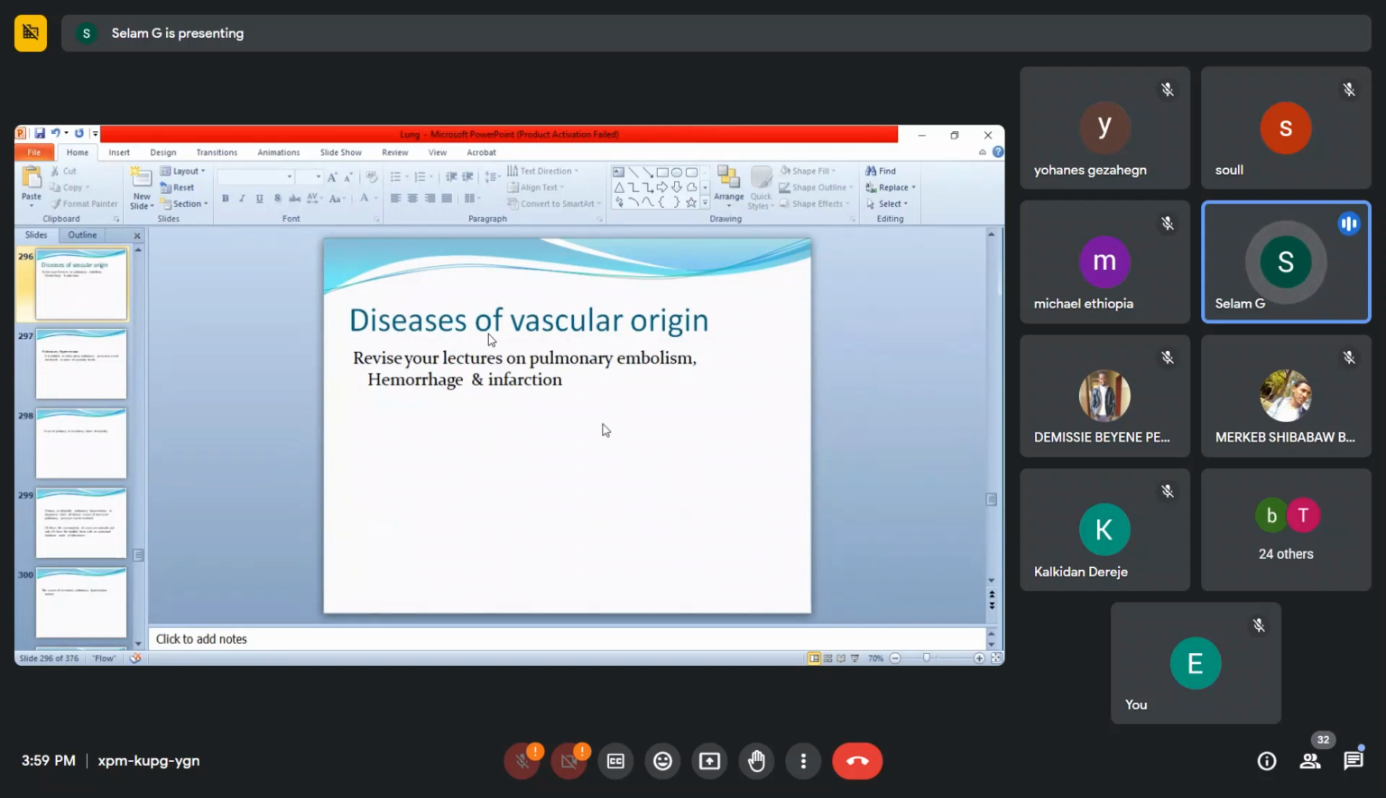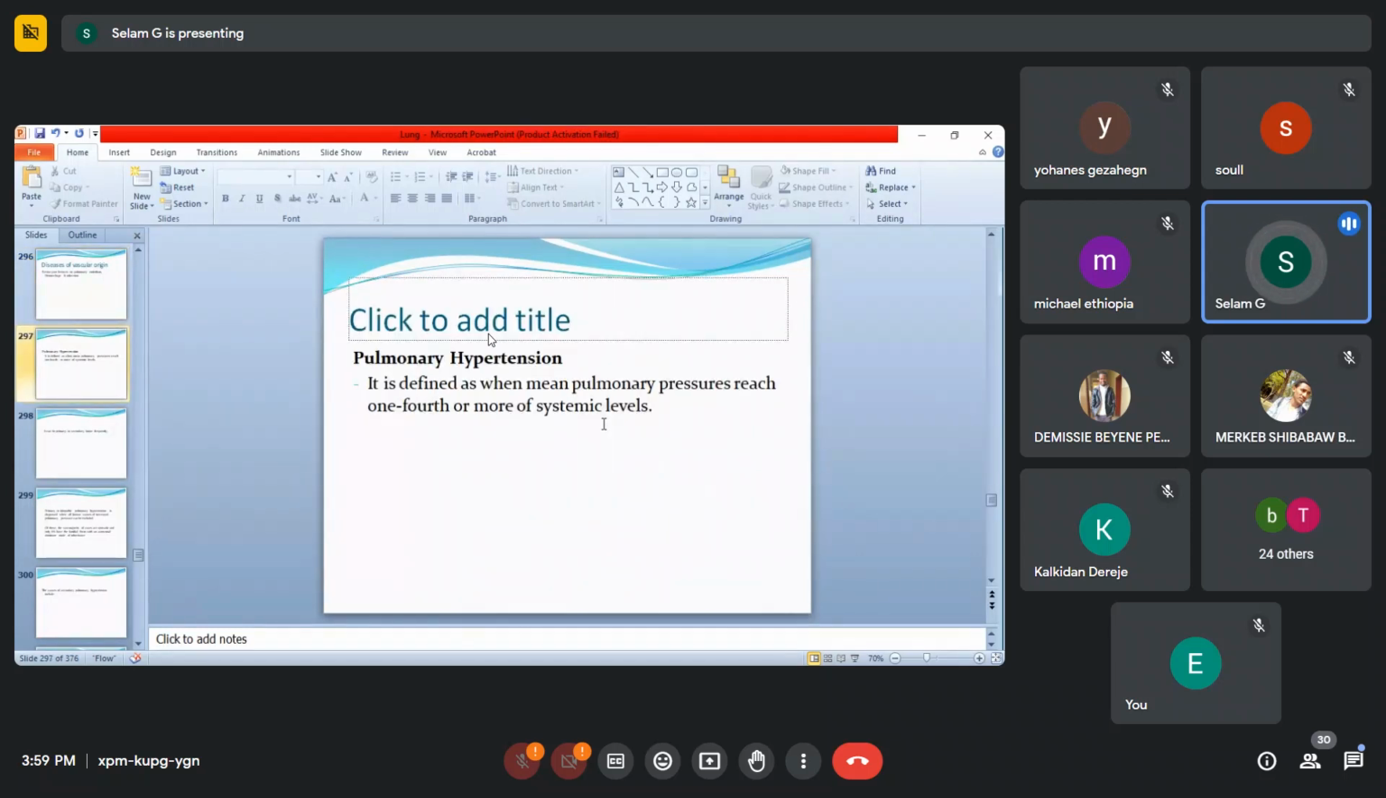So for diseases of vascular origin, revise your lectures on pulmonary embolism in general pathology, and for the disease entity tuberculosis, you should refer to your immunologic lectures and your microbiology lectures. It would be redundant to repeat these topics. Pulmonary hypertension is an important and essential disease process which you will encounter in your practice as physicians.